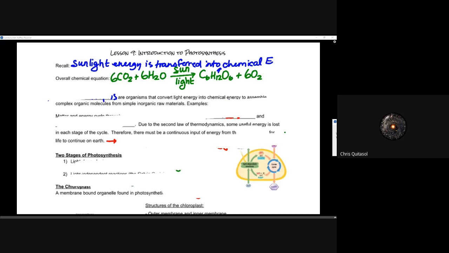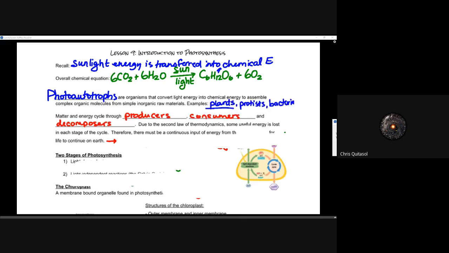So sunlight energy is transferred into chemical energy in photosynthesis. So we're taking carbon dioxide, water, and we're using energy from the sun to produce sugar and oxygen. So you can really start to see some of those parallels to aerobic respiration when we compare and contrast it. Photoautotrophs are organisms that take that light energy and they create chemical energy as a result of it. They form those complex organic molecules from simple inorganic raw materials.